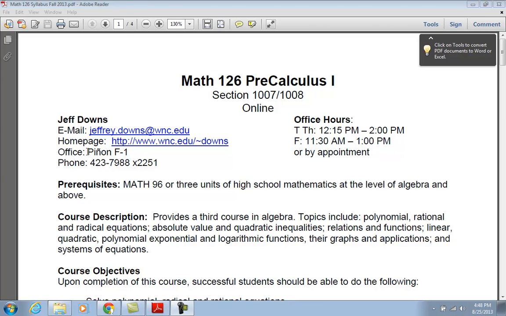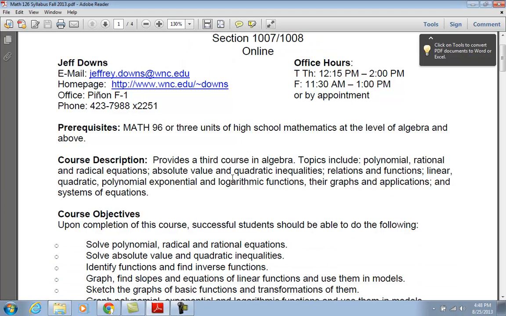My office is in Fallon, at the Fallon campus. I'm in Pinion F1. And my phone number is 423-7988, extension 2251. If you're not calling from Fallon, you'll probably have to dial 775. I have office hours in Fallon on Tuesday, Thursday, 12:15 to 2 p.m., and on Friday, 11:30 to 1 p.m., or by appointment.